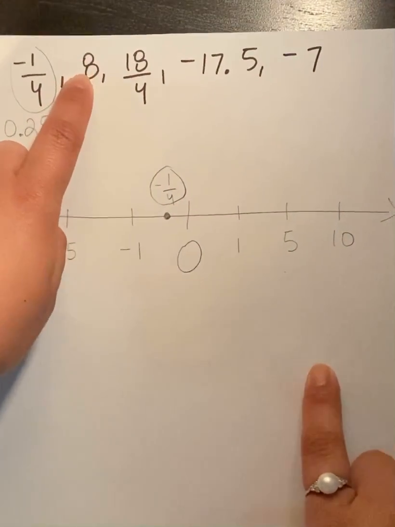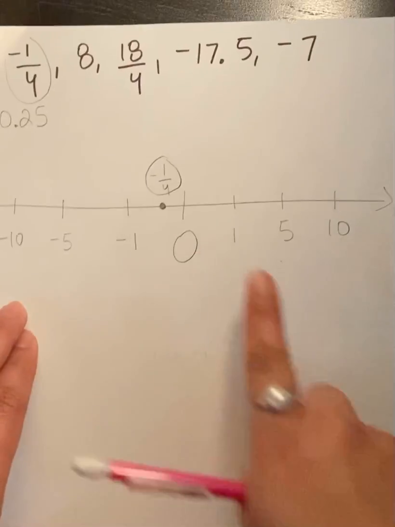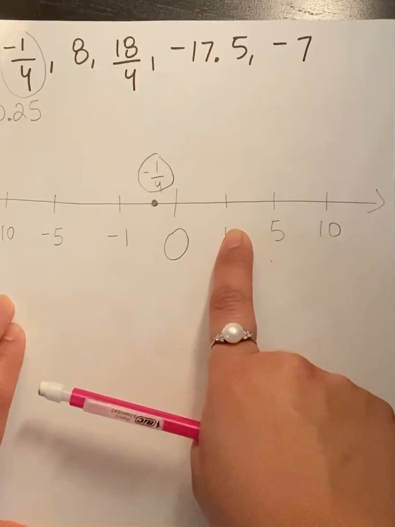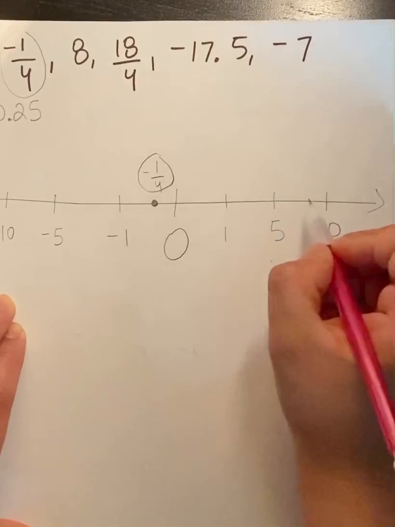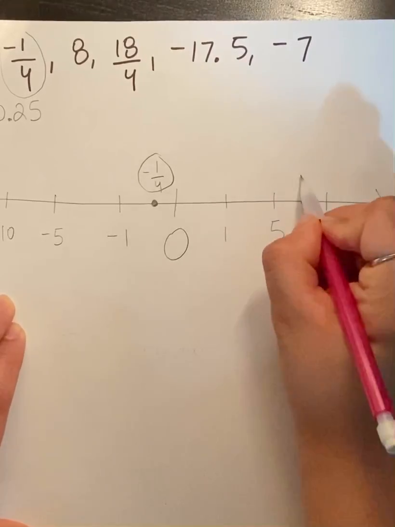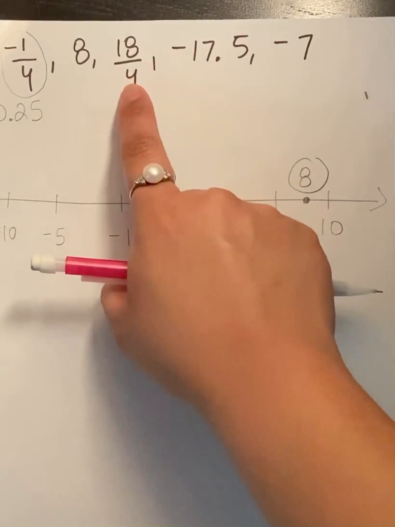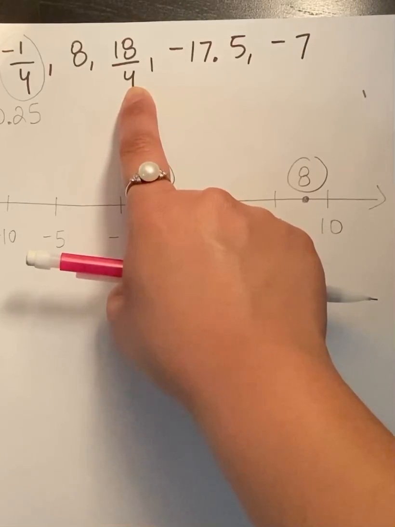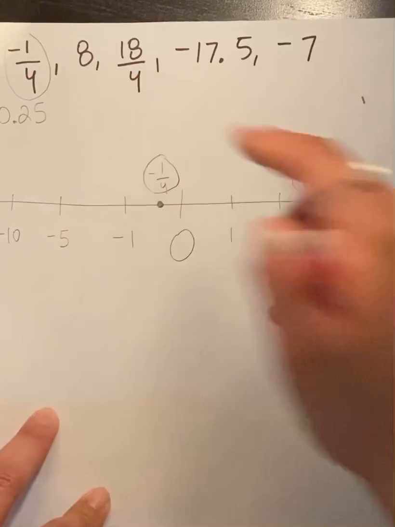Okay, next number is 8. There is no negative sign, so it's a positive 8. I'm going to start at 0, and I am going to move to the right. I know 8 is past 1, past 5, but before 10. So I am going to go ahead and write 8 over here and circle it. My next number is another fraction, 18/4. And this I recognize as an improper fraction.